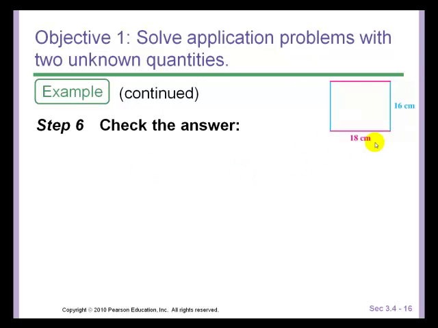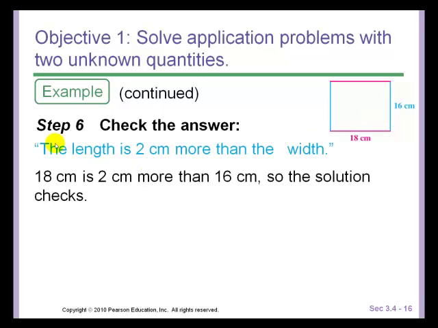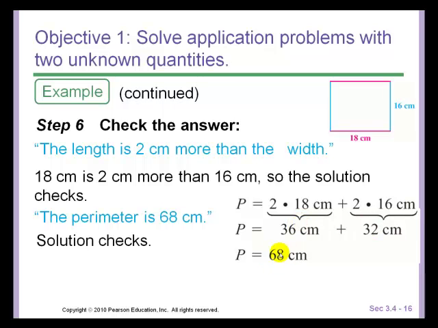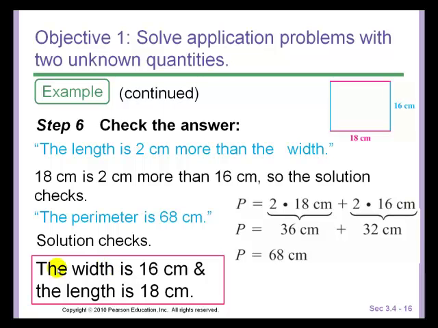Here is our drawing with the appropriate measurements labeled. The length is 2 centimeters more than the width. 18 centimeters is clearly 2 centimeters more than 16. 16 plus 2 is 18, so that checks out. The perimeter is 68 centimeters. The perimeter is 2 times length plus 2 times width, which would be 36 plus 32, which is 68. That worked out. Therefore, our answer is the width is 16 centimeters and the length is 18 centimeters.